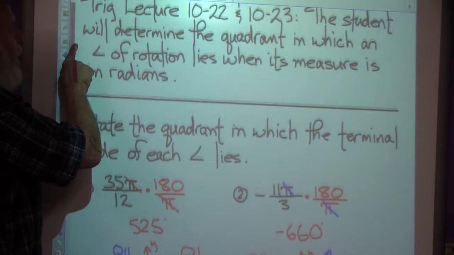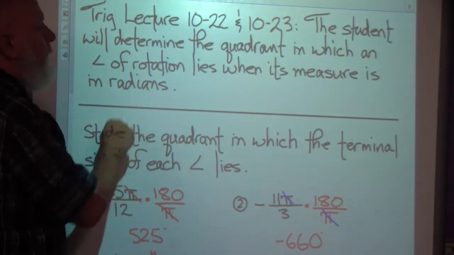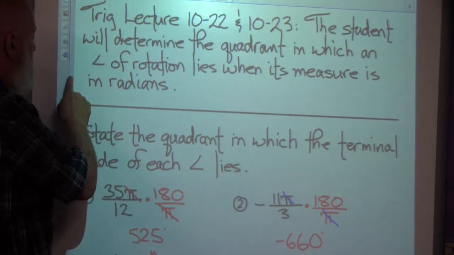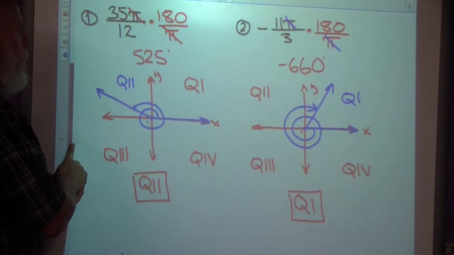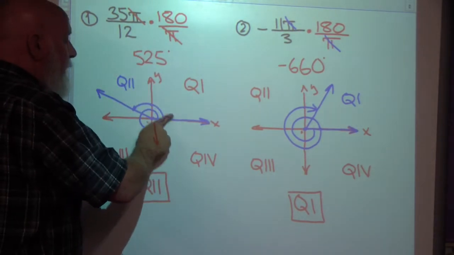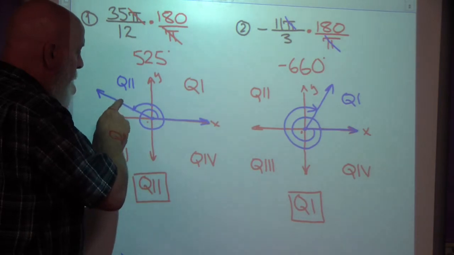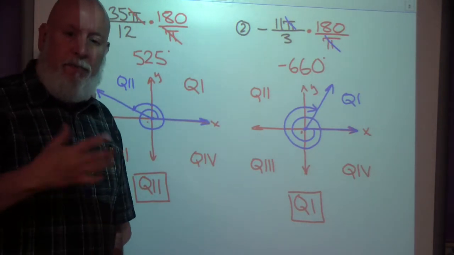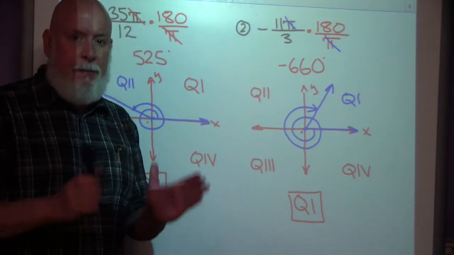Our objective today is to determine the quadrant in which an angle of rotation lies when its measure is given to us in radians. So one method is to convert the radians to degrees, sketch out the angle of rotation, determine the quadrant in which it stops, and identify that. And that's how you do it. I hope that makes sense. Best of luck.